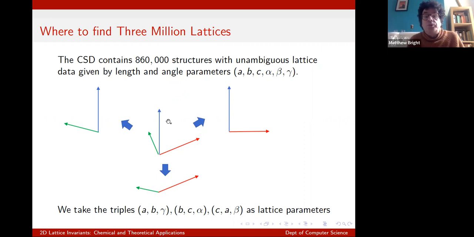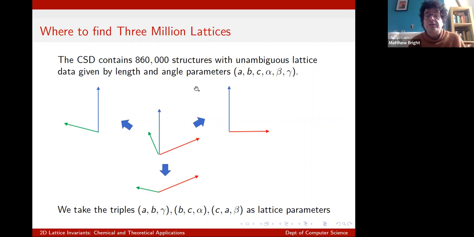Well, you can find more than 3, depending on whether you care about isometry and rigid motion and so forth, which order you take things in. But in our case, we just chose a convention of looking at the Cambridge Crystallographic structural database, looking for any structure with unambiguous lattice data, because some of them do not have this as an entry, or at least don't have complete entries for it.